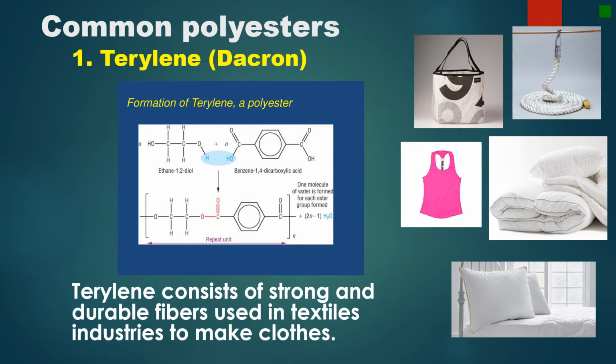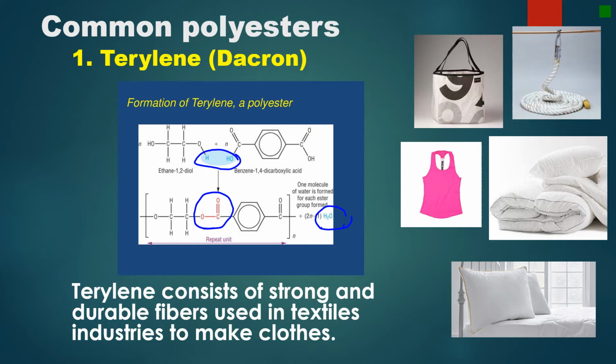Some of the common condensation polymers are polyesters. In polyesters we have Dacron or Terylene, and this one is a polymer formed by a diol with a dicarboxylic acid. When these two combine together, there is elimination of a molecule of water, and there is a formation of a polymer that has the linkage group that is an ester functional group, hence the name polyester.